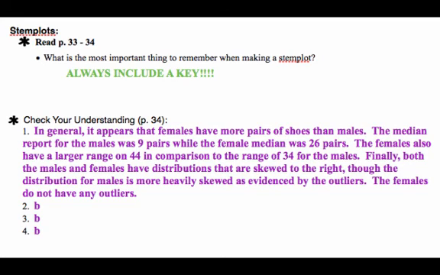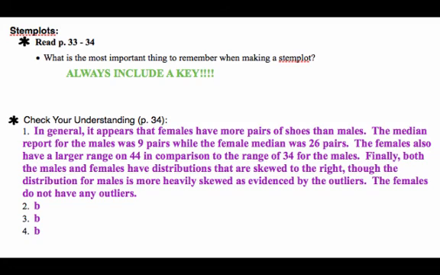Okay, so we're going to write a few sentences comparing the shape, center, spread, and outliers. So in general, it appears that females have more pairs of shoes than males. The median report for males was 9 pairs, while the females' median was 26 pairs. The females also had a larger range of 57 minus 13, which is 44, in comparison to the range of the males, which was 34.